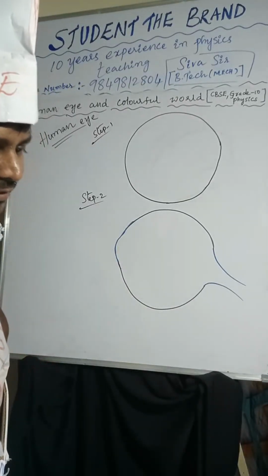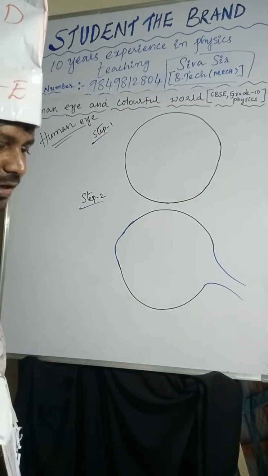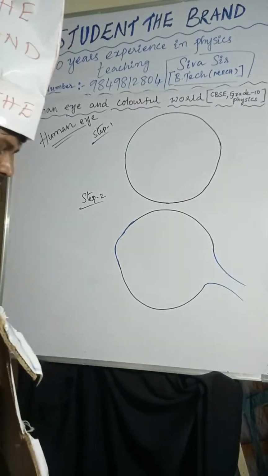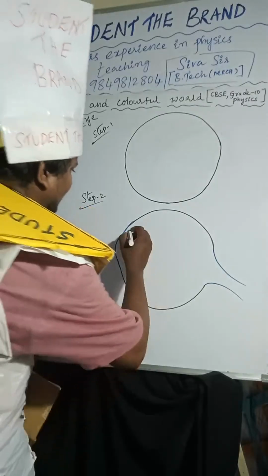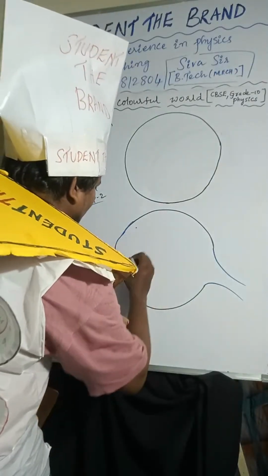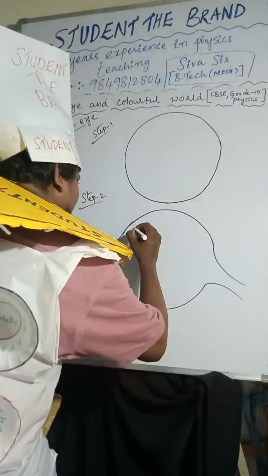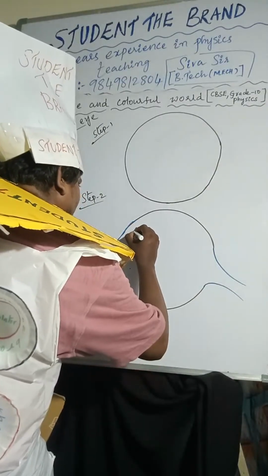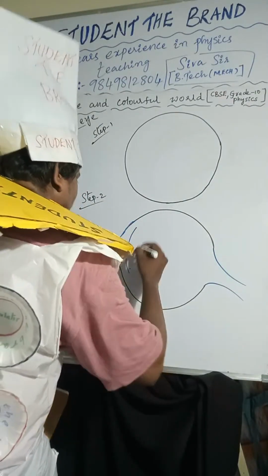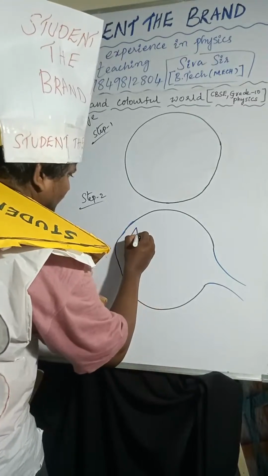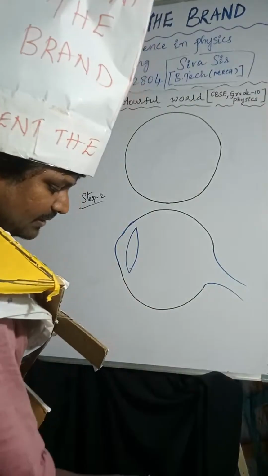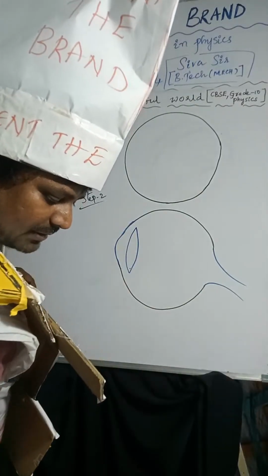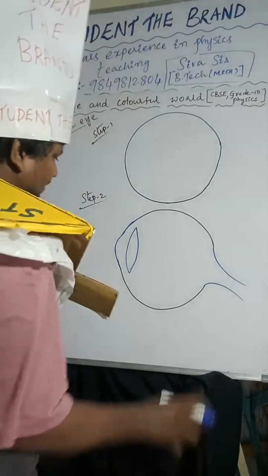So after that, here you can see now. After drawing that one, you can take the lens here. I am placing the lens here. Okay, so you have to take the lens like this. You have to draw the lens. The lens you have to place in this way.